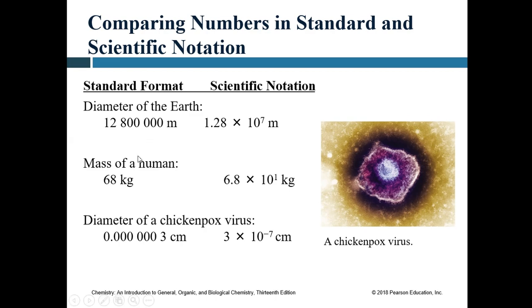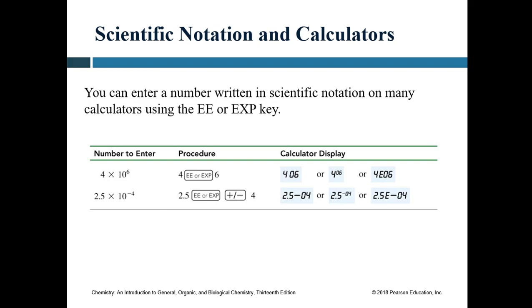Whereas the diameter of a chickenpox virus is, I don't even know what power that is. I don't even want to calculate that, but let's put it in scientific notation. We have to move it over so there's the 3 before the decimal. So 0.0, I'm going to go 1, 2, 3, 4, 5, 6, 7. So 3 times 10 to the negative 7. And why is it a negative number there? Because this is a small number, and writing it in scientific notation, we designate that we had to move our decimal to the right.